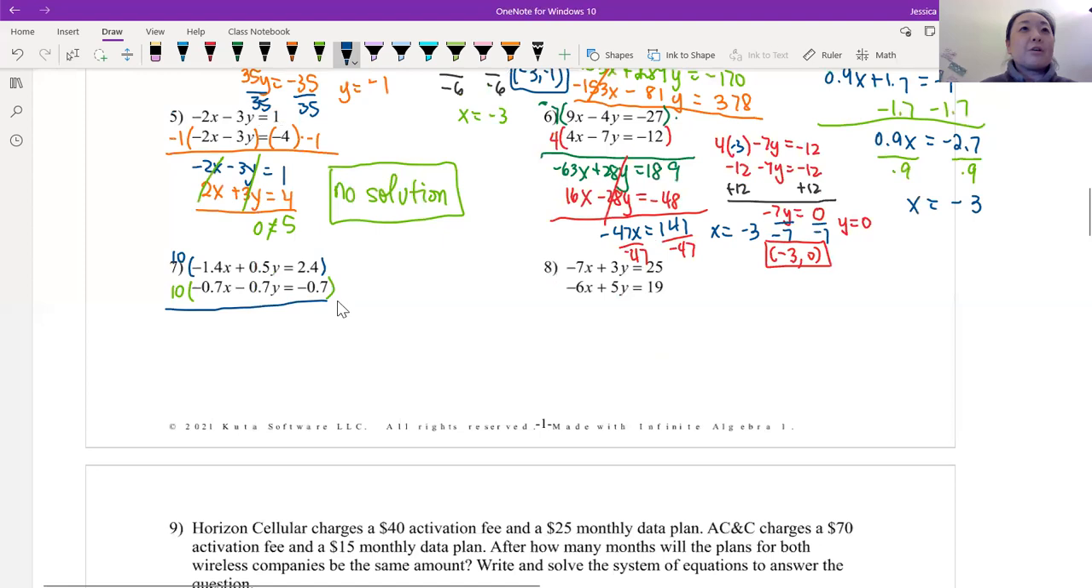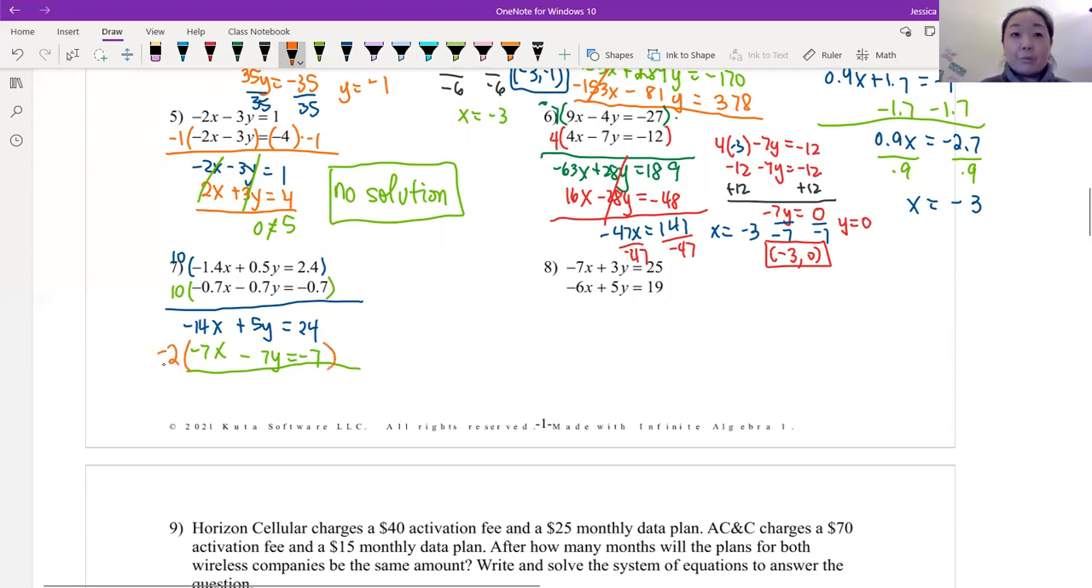Okay, so let's try this out. Our first equation is going to look like negative 14x plus 5y is equal to 24. Our second equation is going to look like negative 7x minus 7y is equal to negative 7. A lot of 7's going on here. All right, and so do you want to cancel out the x's or the y's? It looks to me that canceling the x's would be easier because I can just multiply the bottom number by negative 2. And that's it. I don't even have to do anything with the first equation. So I'm going to multiply by negative 2.